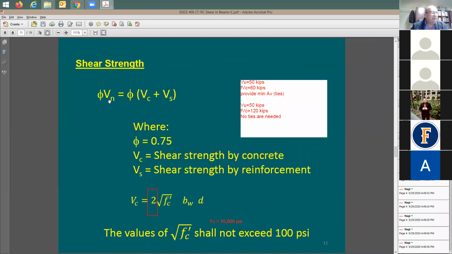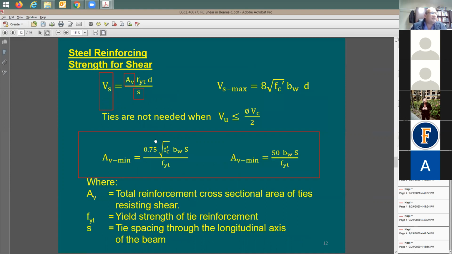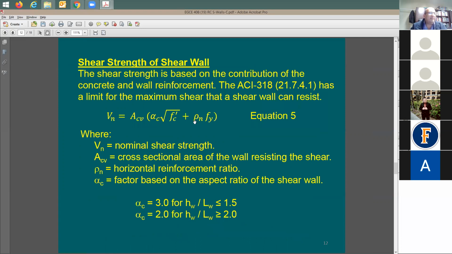Here's the shear strength of the beam. We said that we have a component from the concrete and a component from the steel. Here's the concrete component, correct? And the factor we use is 2√f'c times the shear area. For the steel, we have a different equation. And here's the equation. This is what we have done here for the beam. Now let's see the wall. The wall is very similar to it, but instead of having the concrete and the steel separately, we have one equation. But you know what? One is a component for the concrete, and the other is a component for the steel. That's why it says f sub y. Is it okay?